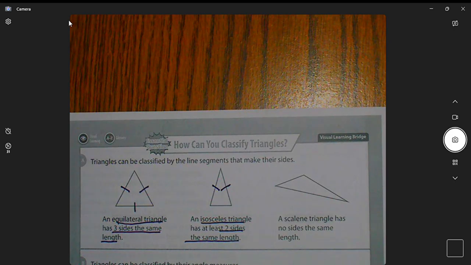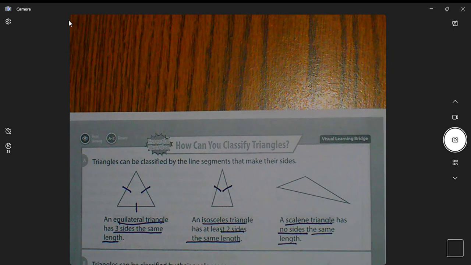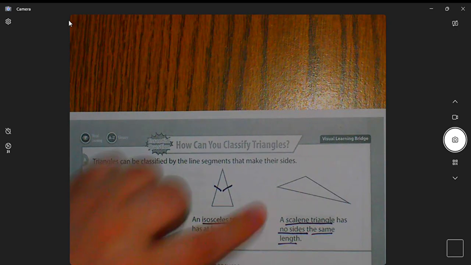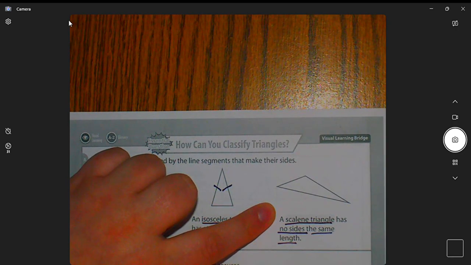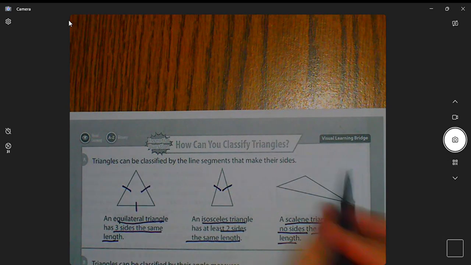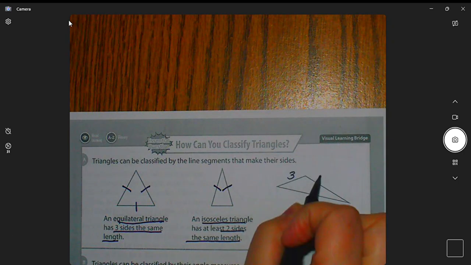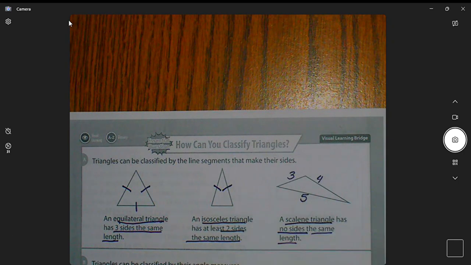So, my last one that we're going to talk about is scalene, and it has no sides that are the same length. A scalene triangle has sides that measure 3 different measurements. So, I could say 3, 4, 5. And this triangle now has 3 sides that are all different lengths.